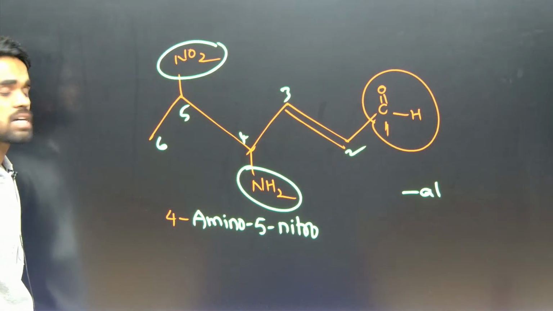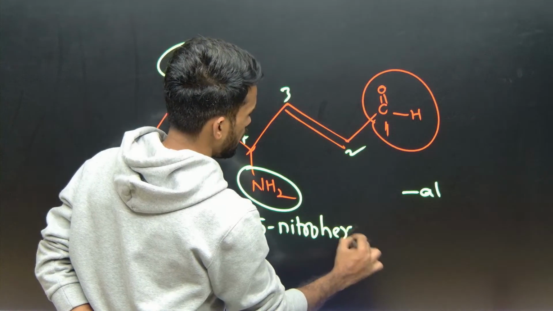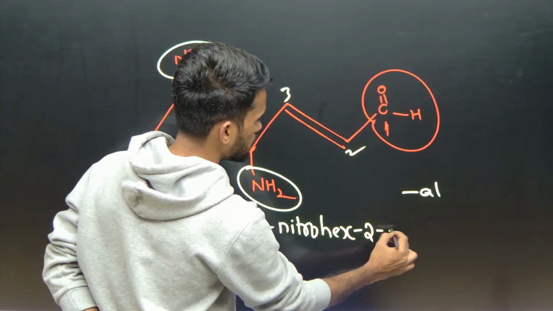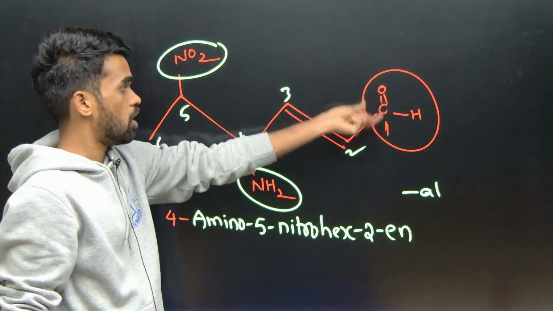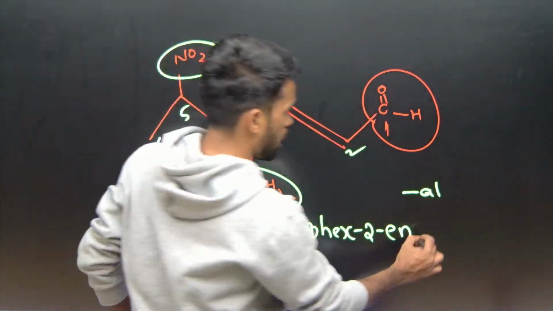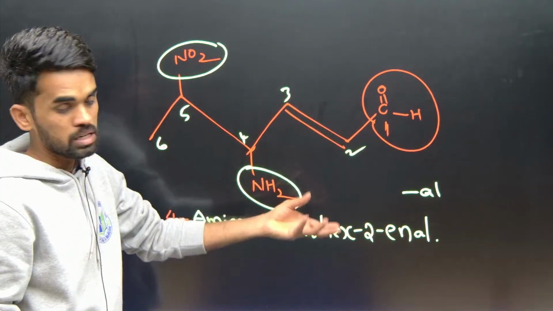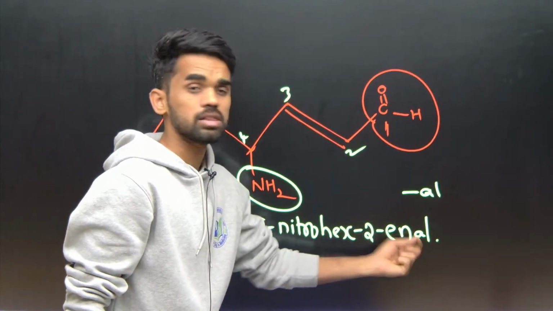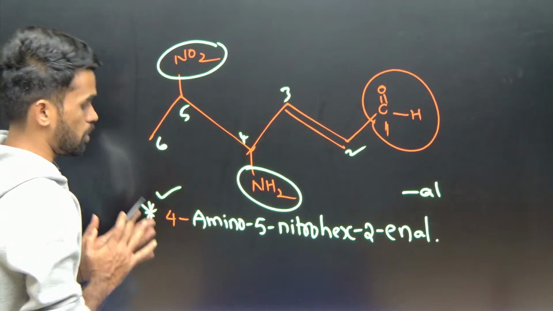The next, 6 carbons are there in the parent chain: hex. At the 2nd position there is a double bond, hex-2-en, and the aldehyde should be indicated, so 2-en-al. That's it, this will be the name, or 2-en-1-al. The indication of 1 is not mandatory, you can write directly -enal. So this will be the perfect IUPAC name of this particular given compound.